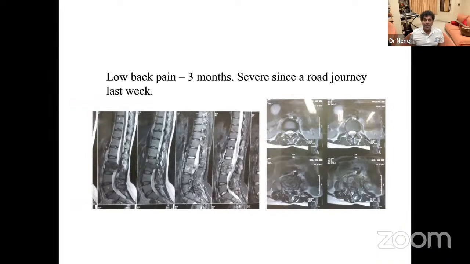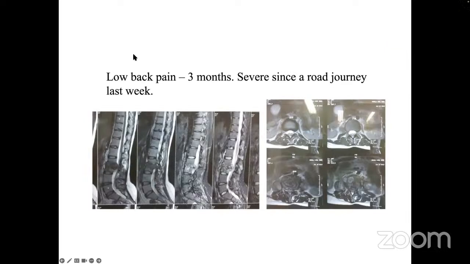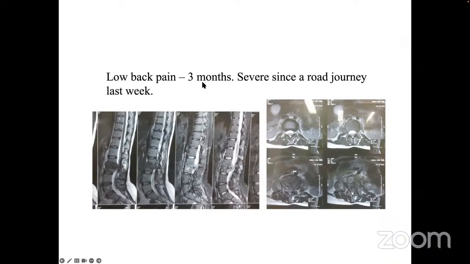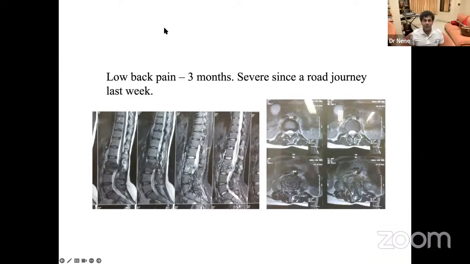This person has low back pain of 3 months duration, which got worse after a road journey. What is your diagnosis? Spondylodiscitis, sir. Yes. You think it's infection? Yes, sir. So why do you say that? Can you give me three reasons why this MRI makes you think of infection?